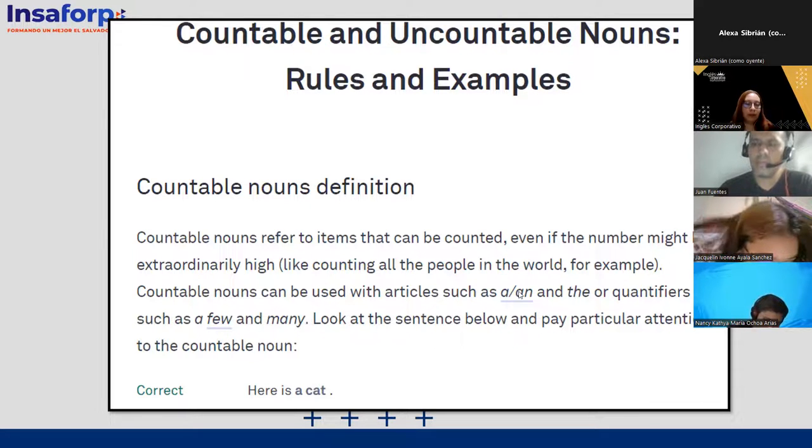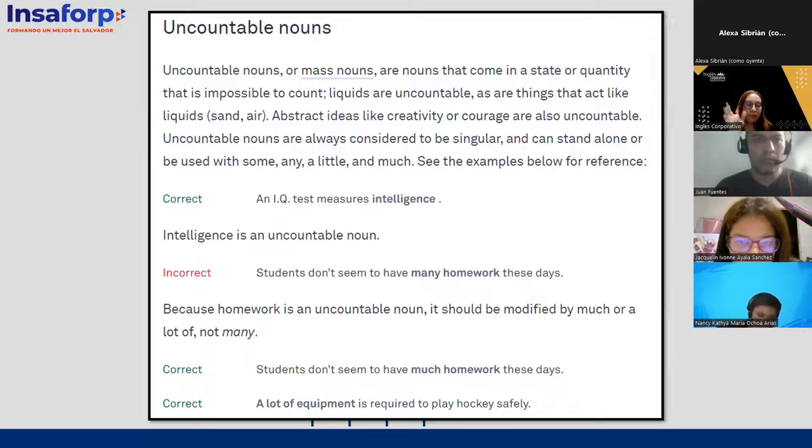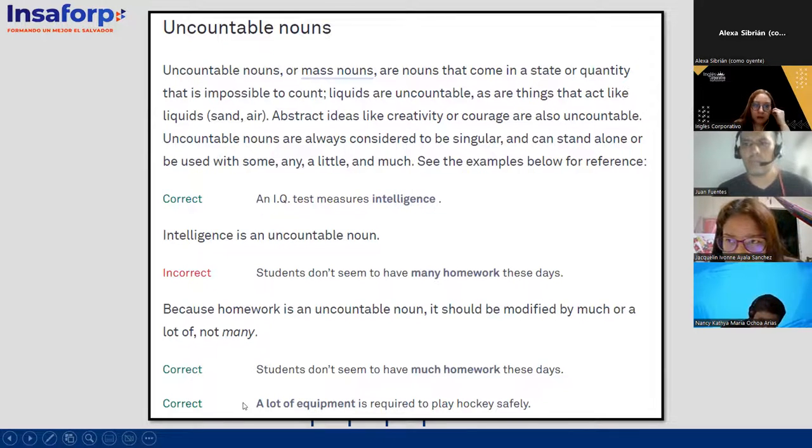Okay. So, let's check the opposite side. Veamos la parte opuesta, que sería los uncountable, o también conocidos como non-countable, right? So, we're gonna check in this one. We need 1, 2, 3, 4 people to read. Ocupamos 4 personas para leer, okay?